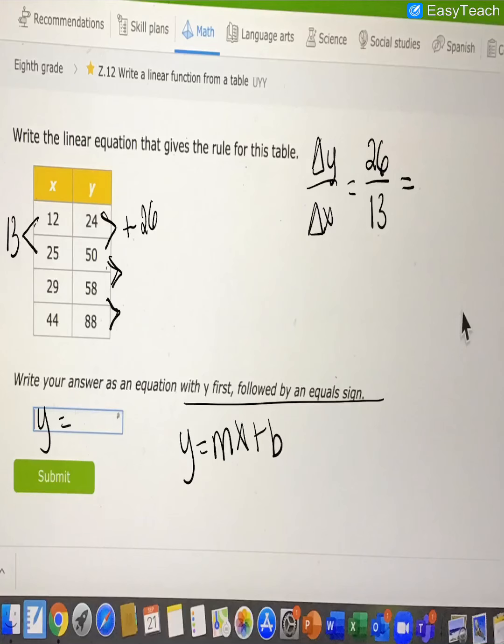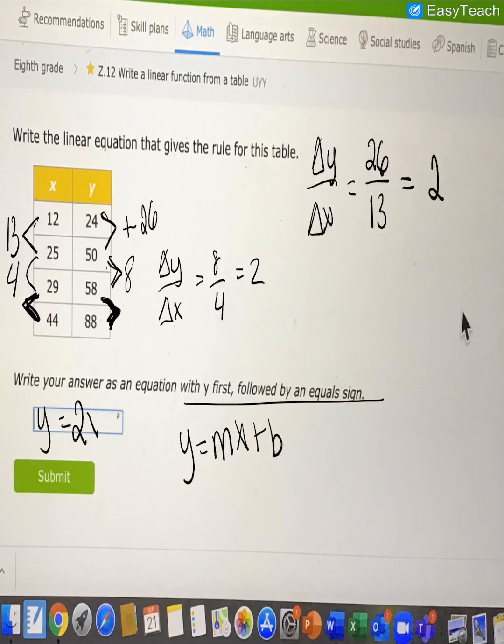So our slope is 26 divided by 13, which is 2. Because if you notice, this will be a change in 8, and this will be a change in 4. So if we took the slope between those 2 points, that's also 2. And try these 2 points here, and change in y over change in x will also give us 2. We have a consistent rate of change with linear functions. So 2x, and now we need to figure out when x is 0, what's y?